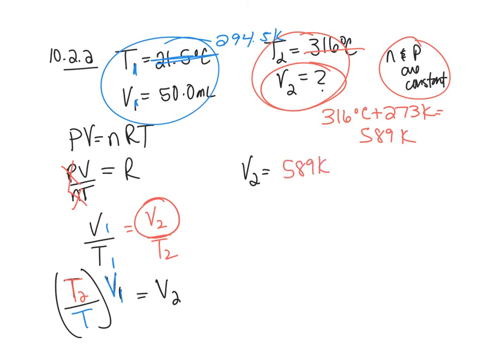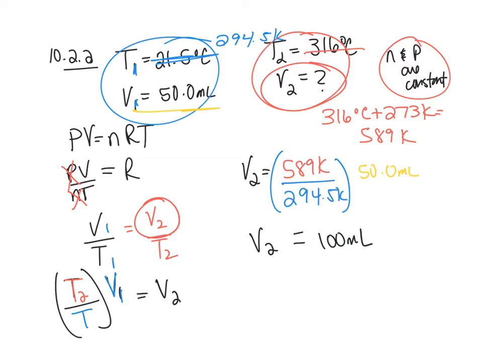All right, so V2 equals 589 Kelvin divided by 294.5 Kelvin. And then my volume, V1, is 50.0 milliliters. And if you do the math on that, so you take 589 divided by 294.5 times 50, you get V2 equals 100 milliliters. And that is answer A. Okay, so we can go on to 10.23.